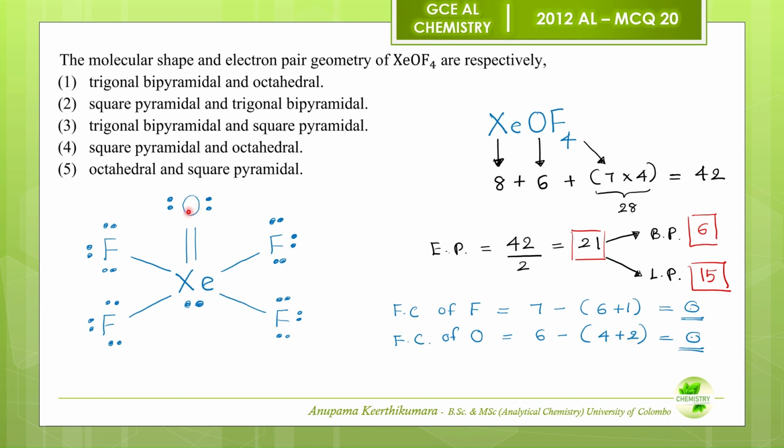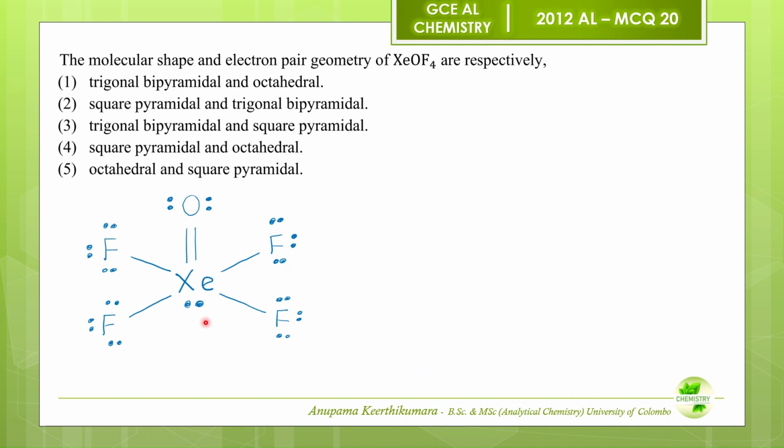Now we will calculate the formal charge of the center atom, xenon. Formal charge of xenon equals number of valence electrons 8, minus number of electrons in the lone pair 2, plus number of bond pairs, that is 6. Therefore, the formal charge of xenon is 0. This is the Lewis structure of XeOF4.